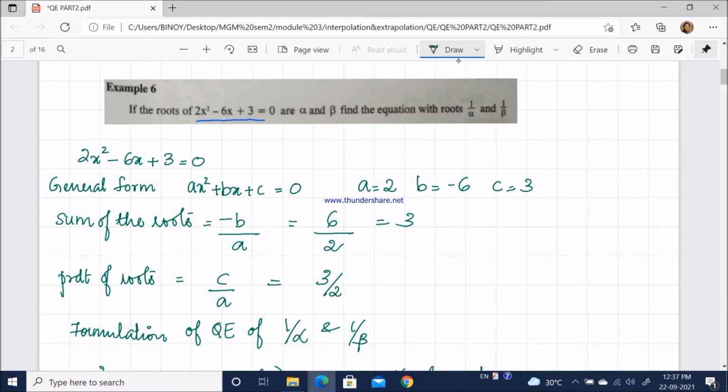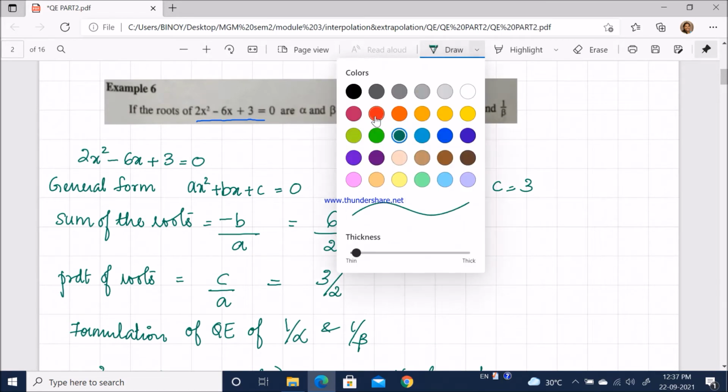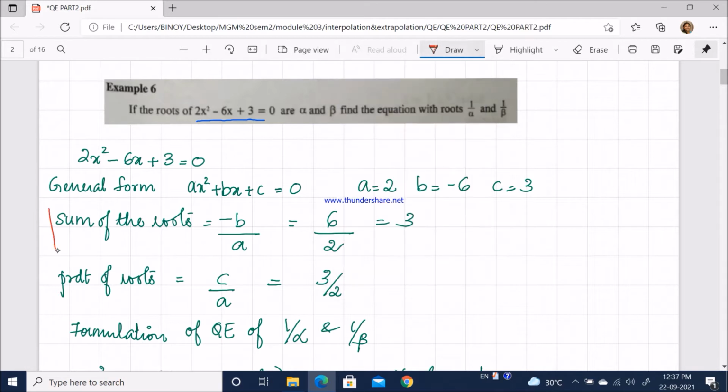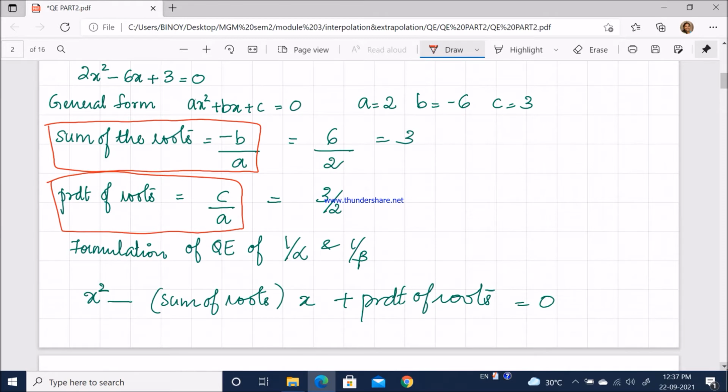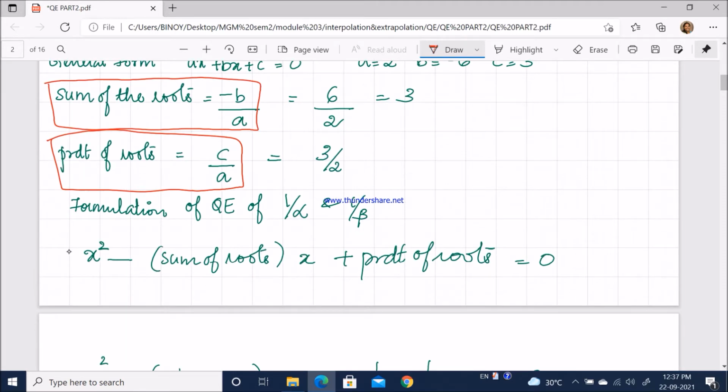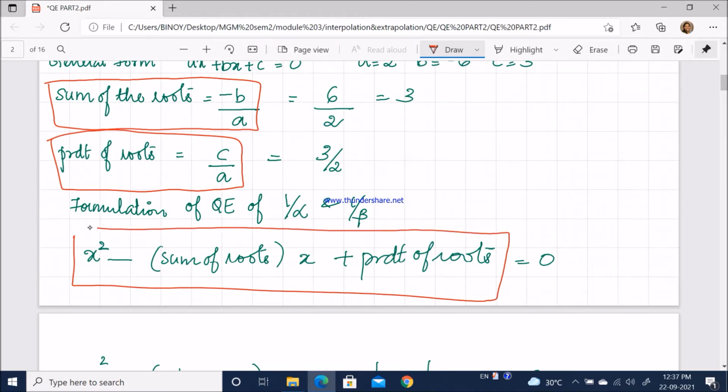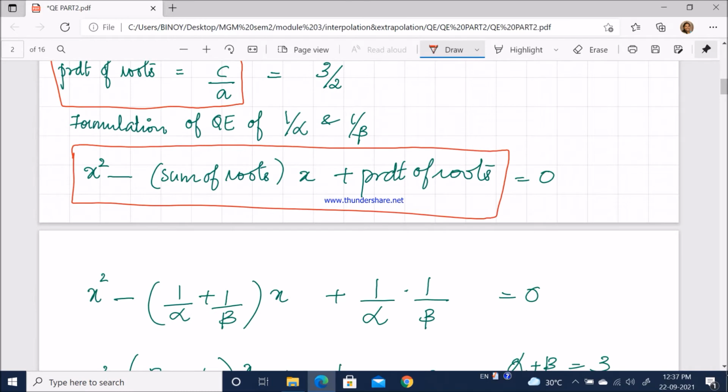According to the general rule, the sum of the roots can be found by the formula -b/a, and the product of roots by the formula c/a. So the formation of the quadratic equation with the roots 1/alpha and 1/beta: the general form is x square minus sum of roots into x plus product of roots equals 0.